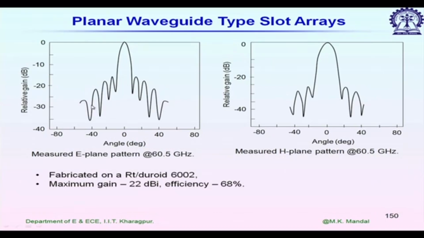This is the measured E plane and H plane radiation pattern. Both of them show a pencil like beam, and the typical radiation efficiency obtained is 68%. It is quite high if I compare with rectangular patch antennas. So, this is the advantage of the rectangular waveguiding structure.